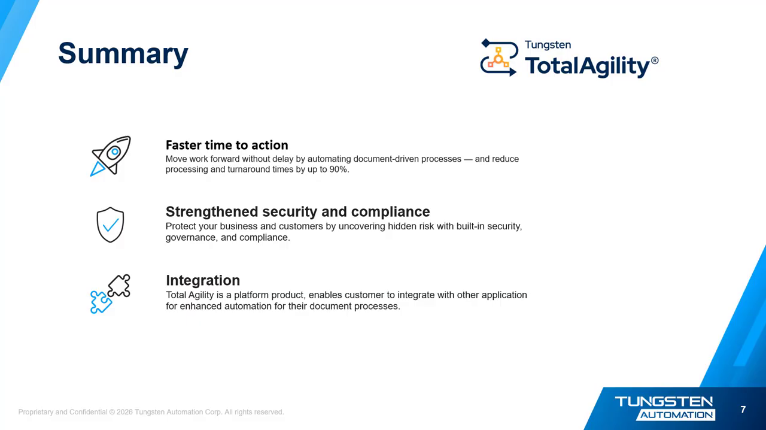In summary, we saw in these presentations and demo how Tungsten, Total Agility, and emSigner can be integrated to provide digital signature capabilities in your document workflows. This not only provides additional trust to the documents, it also provides faster time to action. It invariably strengthens and provides security and compliance to your business processes and workflows.